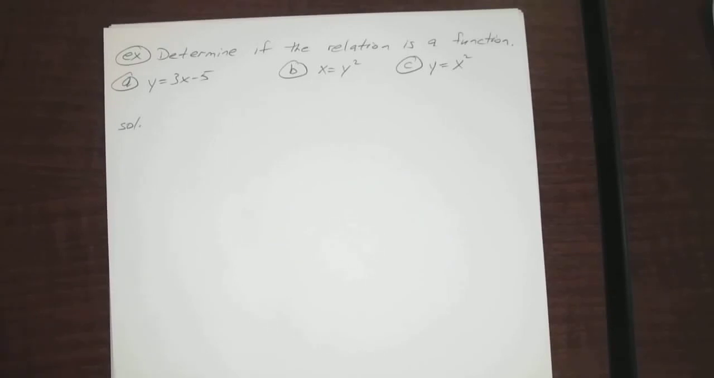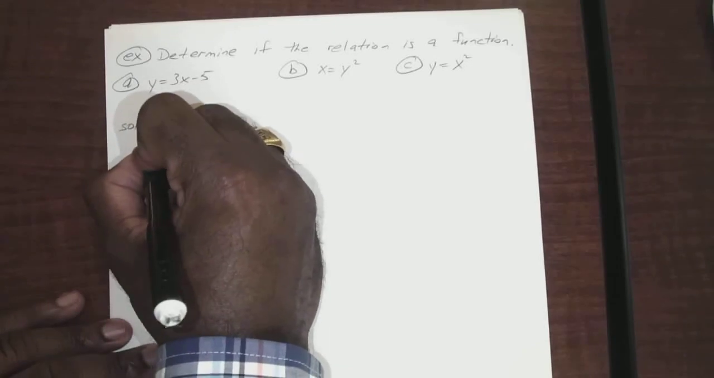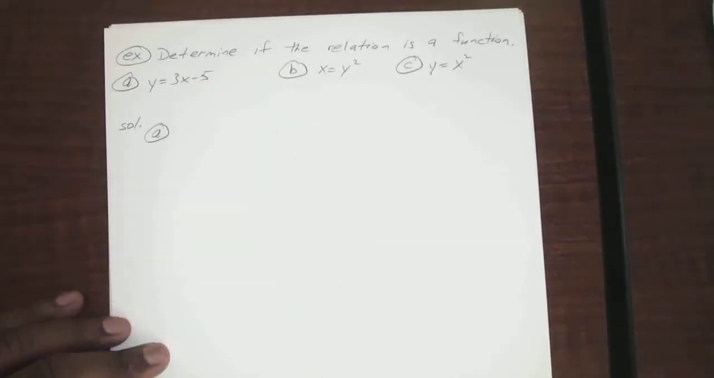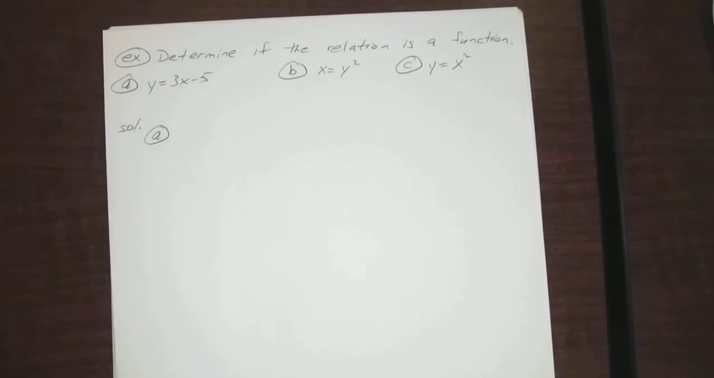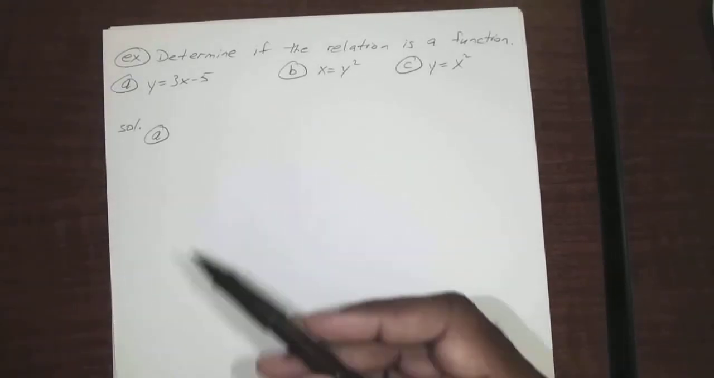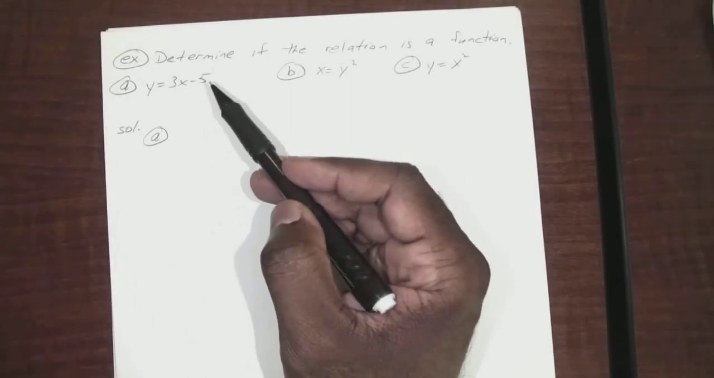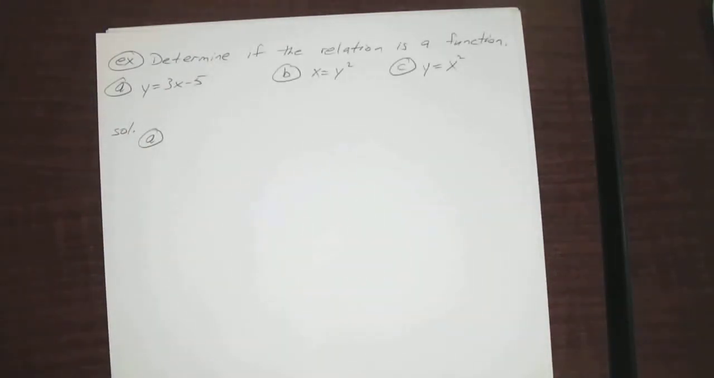Now I'll give you a quick hint. Whenever you see a linear function that's not a vertical line, it's always going to be a function. As long as it's not like x equals 4, which is just a vertical line, it will always be a function. If we plug in different values of x, we'll get a different value of y. If you plug in x equals 1, you'll get 3 minus 5, which is -2, so you'll have 1, -2. If you plug in 1 again, you won't get anything different than that -2. Same thing if you plug in 0, you'll get -5. So you know that a is always going to be a function.